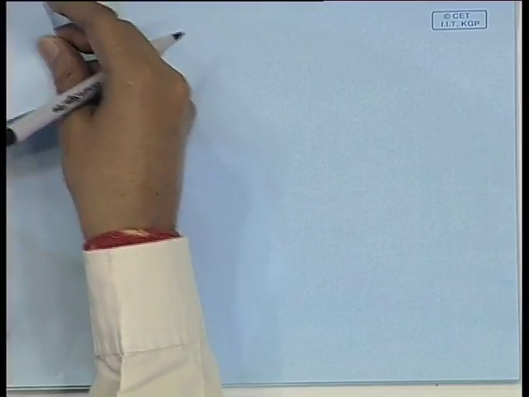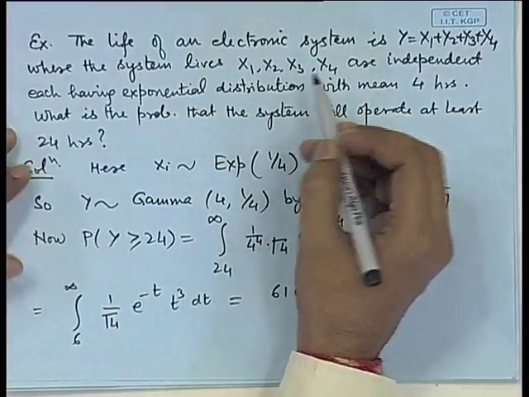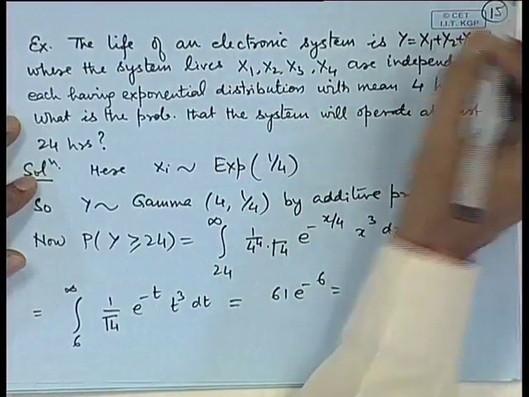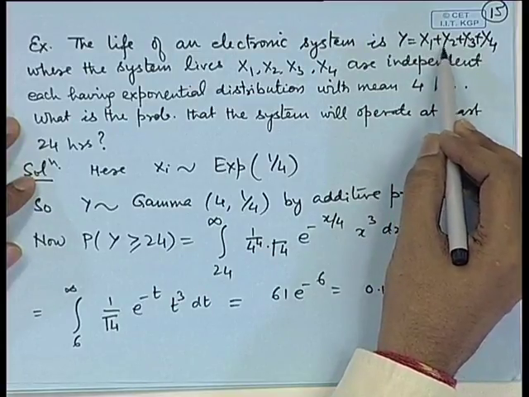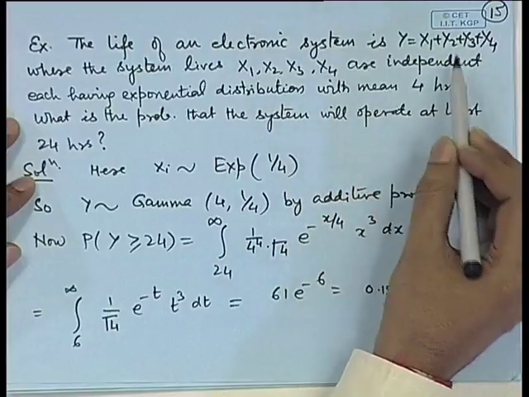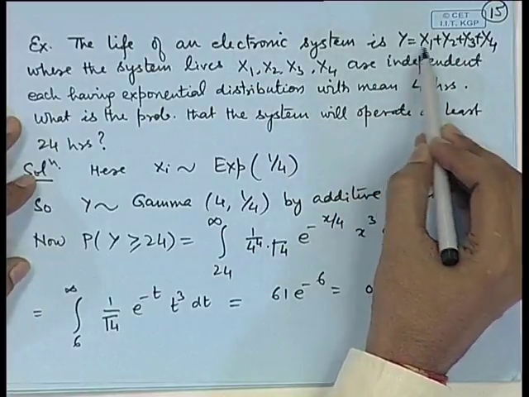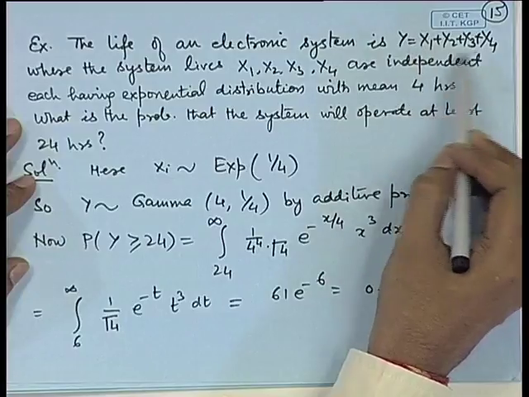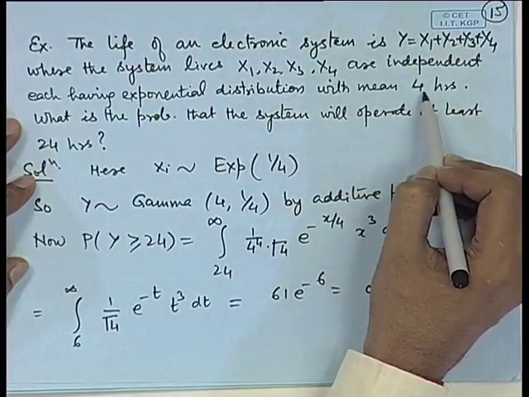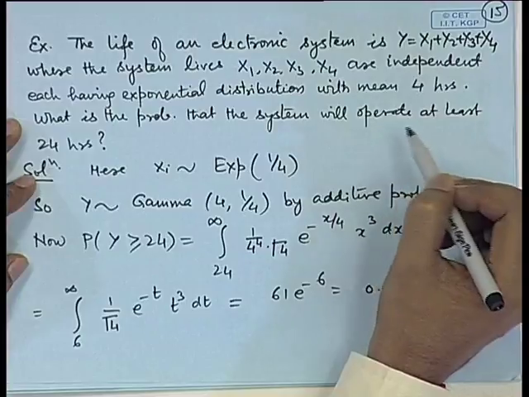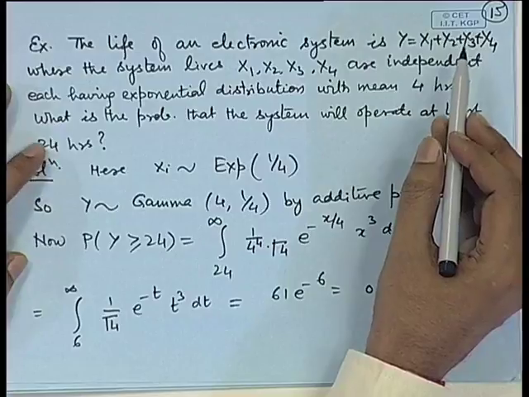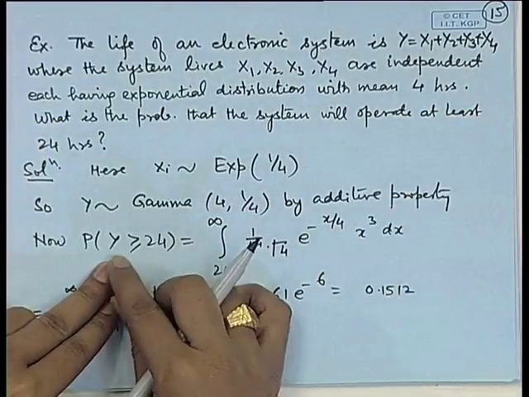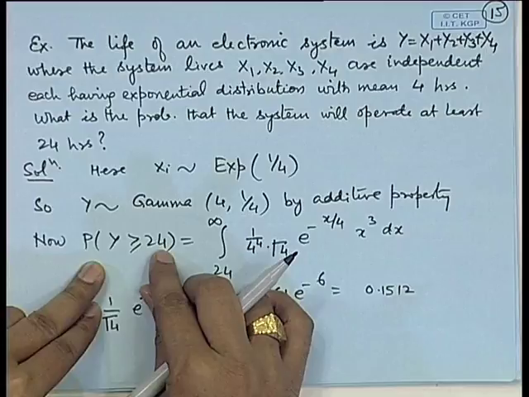We look at some application of the additive properties here. Suppose the life of an electronic system is described as the sum of 4 independent exponential lives. So, y is x1 plus x2 plus x3 plus x4, and each of the xi's is exponential with mean life 4 hours. What is the probability that the system will operate at least 24 hours? That means, we are interested to find the probability of y greater than or equal to 24.